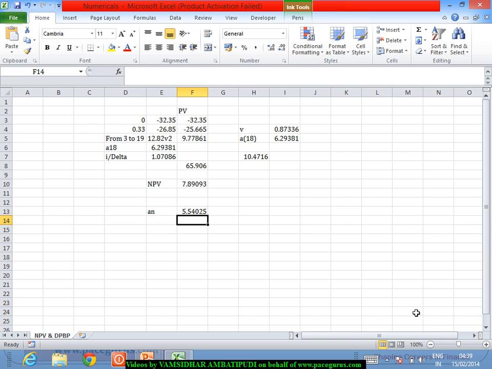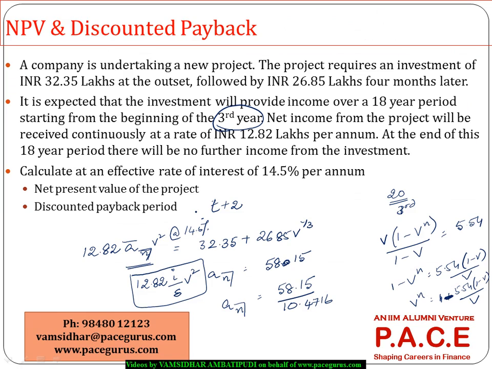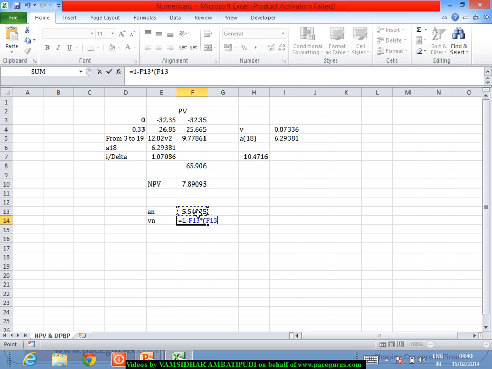So let's complete this part. When I want v power n, from this formula I want 1 minus 5.54, which is this number, times 1 minus v divided by v, where v is this. So 1 minus 5.54 into 1 minus v by v is giving me v power n of around 0.19.